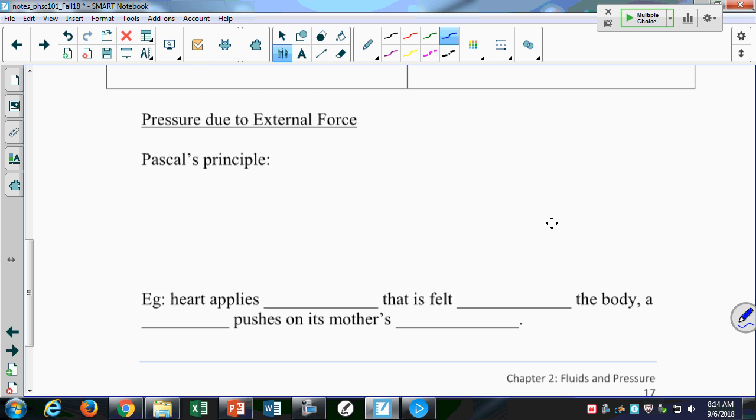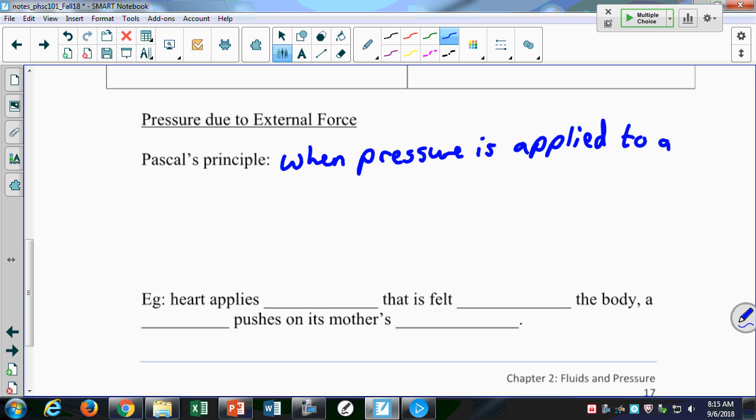So you got the answer. Pascal's principle says when pressure is applied to a fluid in a closed container, that pressure is felt throughout the container.